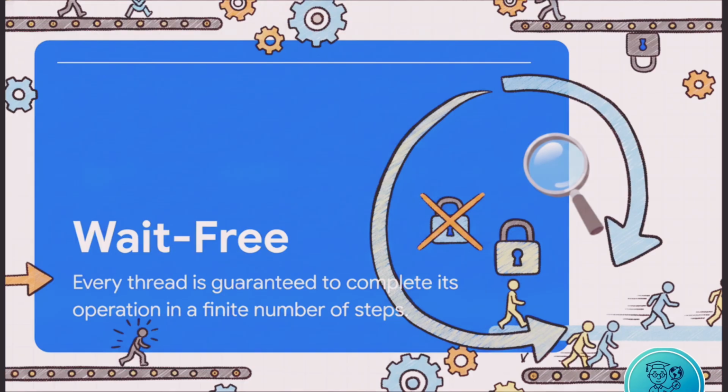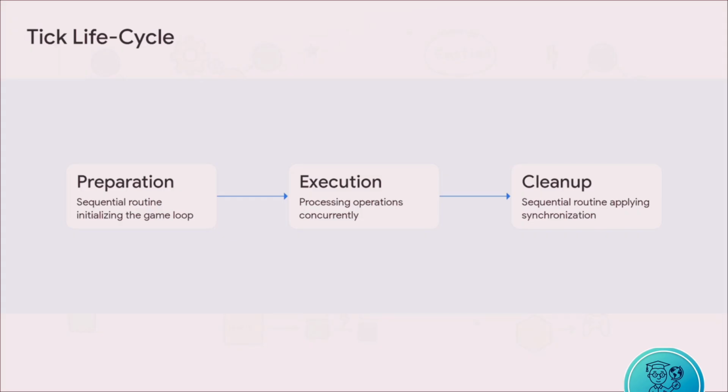Every single operation is guaranteed to make progress in a finite number of steps, no matter what. To safely manage all these wait-free threads, game engines rely on the tick lifecycle: preparation, execution, and cleanup. You can think of the tick as the literal heartbeat of the simulation. This cycle enforces a strict data guarantee. It creates what we call a serialization point, where all the chaotic, concurrent math from the execution phase is perfectly synced up and applied exactly once per tick during that cleanup phase.